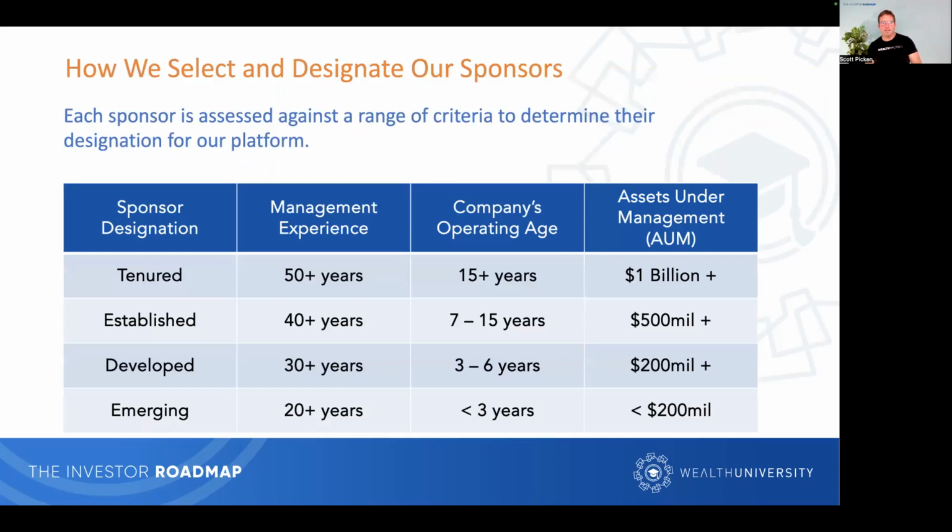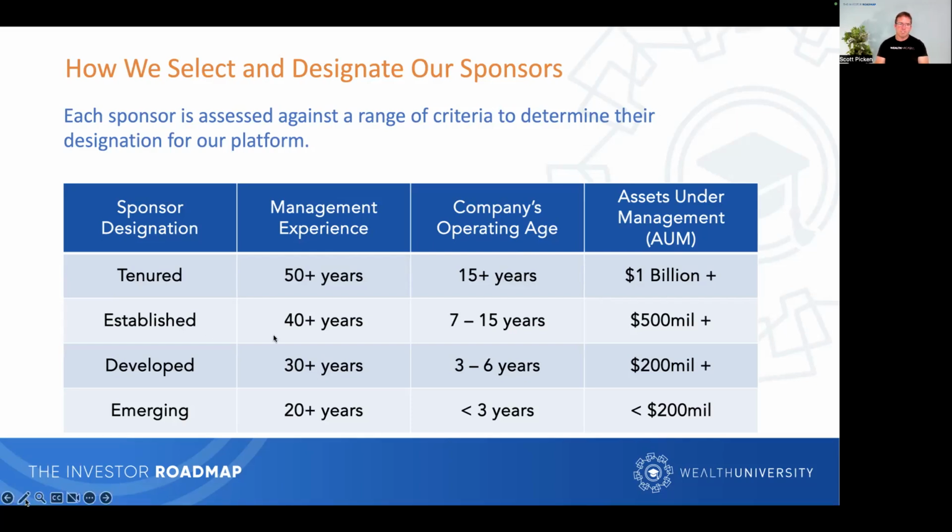This is not our opinion. This is how partners are ranked around the world. And again, in your cheat sheets, you've got all of this. You can actually go and read all about this. But in simple terms, if they're tenured, their experience is 50 years, they've been in business for 15 years plus, and they've got $1 billion or more in assets under management.